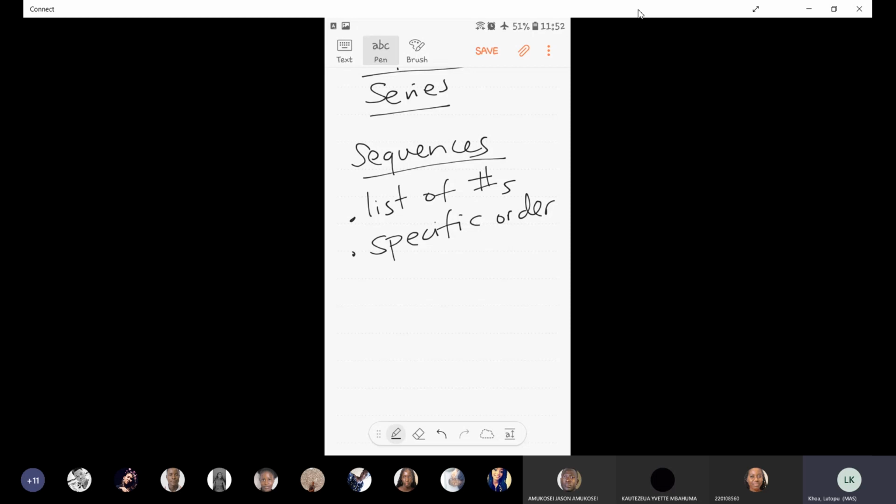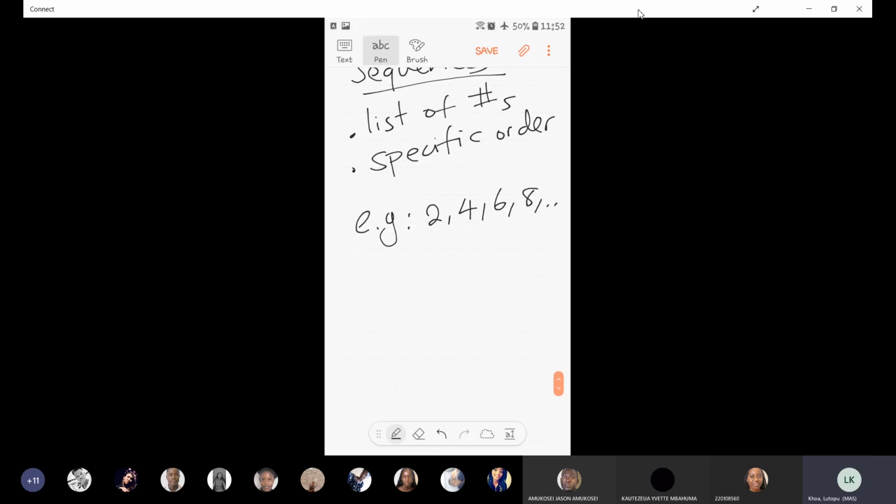So we can look at an example. We have 2, 4, 6, 8, and so on. And then you can predict what the next number is. This one is simple. You can say the next number is 10, the number after that is 12, and so on. Okay, now our terms of the sequence, we denote them.